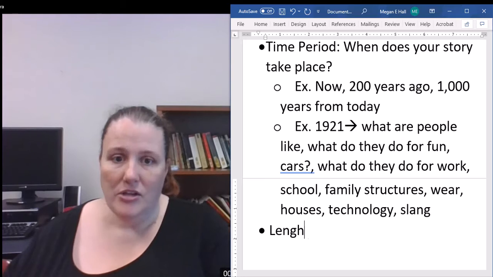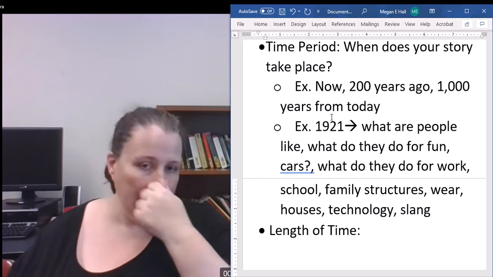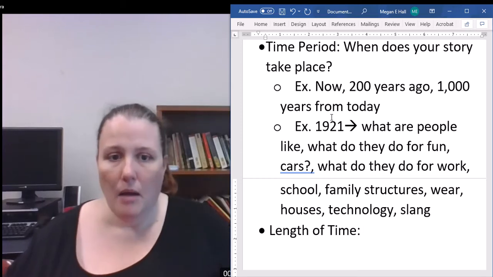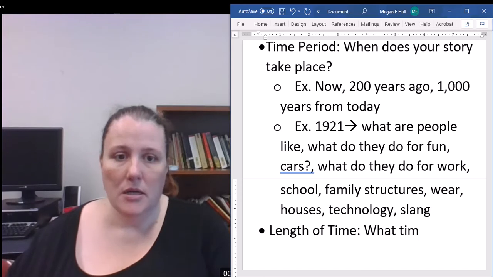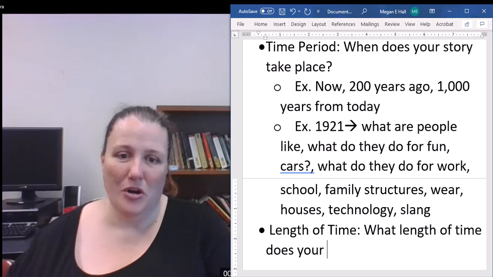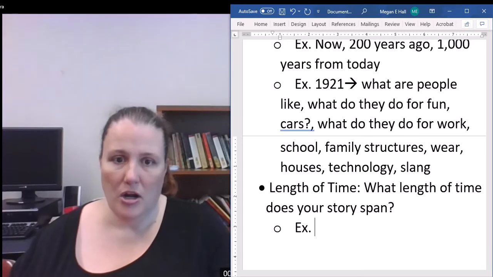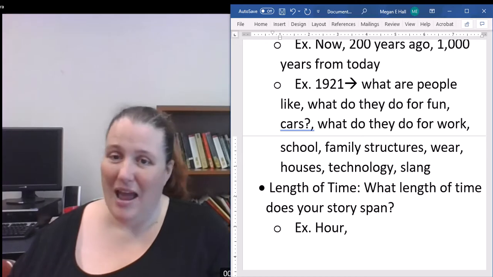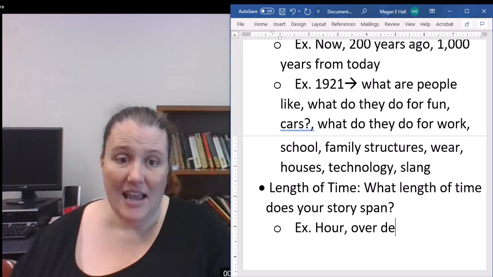Now, the length of time, sometimes people put this in and they say there's 3 things. I like to kind of separate them out. What length of time does your story span? That's a weird way of putting it, but that's essentially what I mean. So, for example, there's a great story called The Story of an Hour. You could have it take place during an hour. You could have it take place over decades.